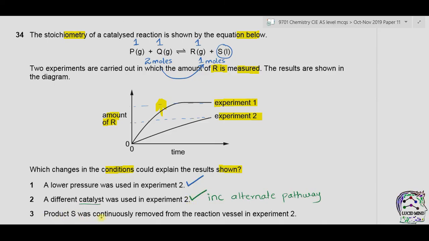3. Product S was continuously removed from the reaction vessel in experiment 2. As product S is continuously removed from the reaction vessel, upon removal of product, the reaction should move in the forward direction and more amount of R should be produced. While in experiment 2, the less amount of R is present, so therefore option 3 is incorrect. As option 1 and 2 are correct, so therefore the answer is B.